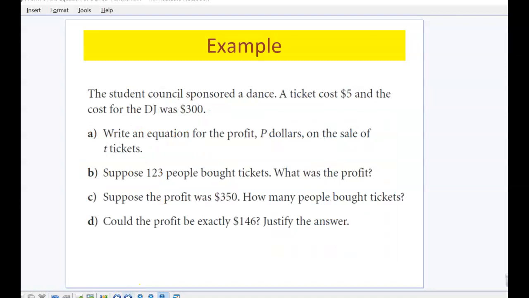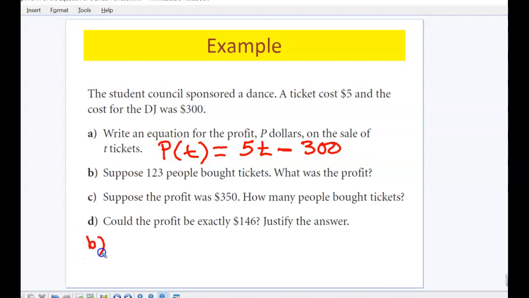Okay, let's take a look at an application question, and it says the student council sponsored a dance. A ticket costs $5 and the cost for the DJ was $300. Write an equation for the profit on the sale of tickets. Okay, we're going to figure out the profit based on the sale of tickets, so we're going to put this in function notation. The income from the tickets is $5 times the number of tickets sold, minus the only cost that they have, which is the cost of the DJ.